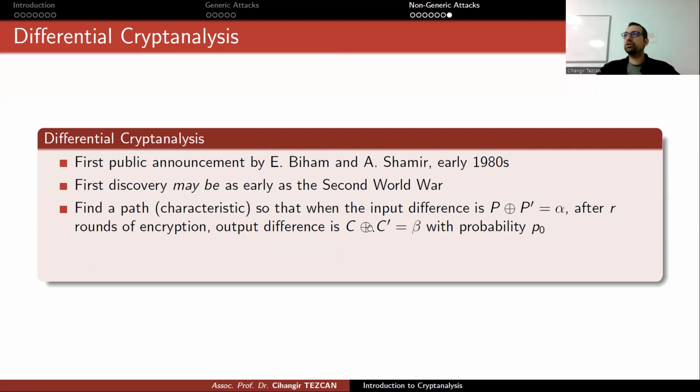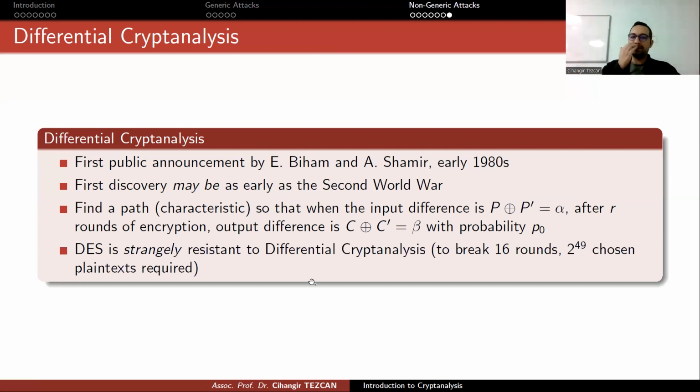This is the distinguisher you use, but as you can see, I need pairs now, and their XOR should be in a specific format. This is why I call it a chosen plaintext attack. That is the difference. DES is strangely resistant to differential cryptanalysis. To break the whole DES, 16 rounds, you need around 2^49 chosen plaintexts.